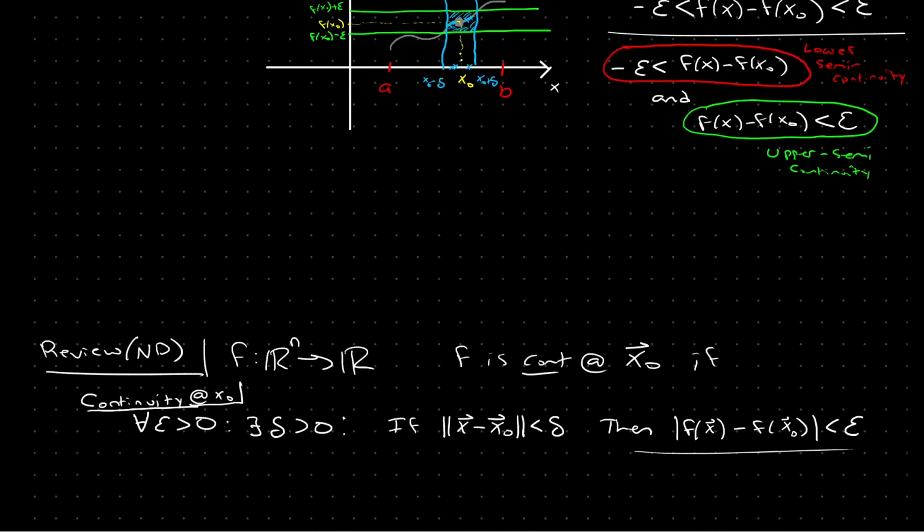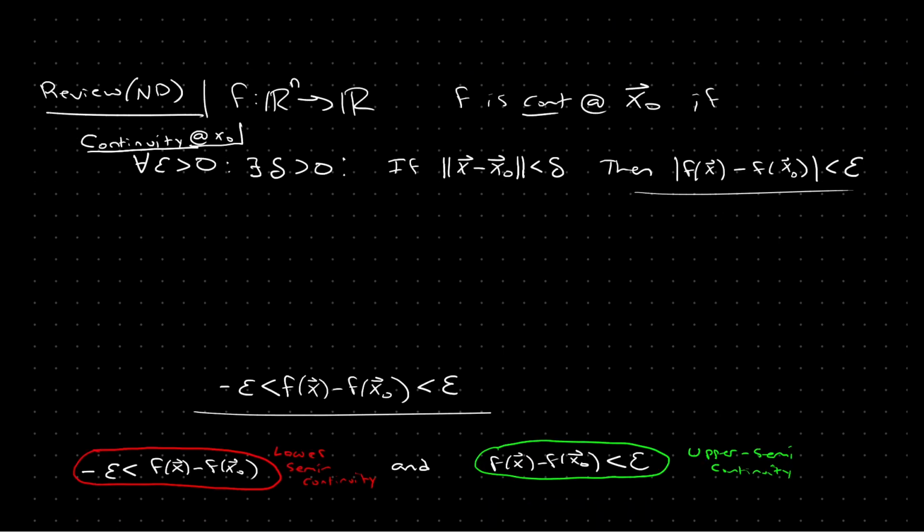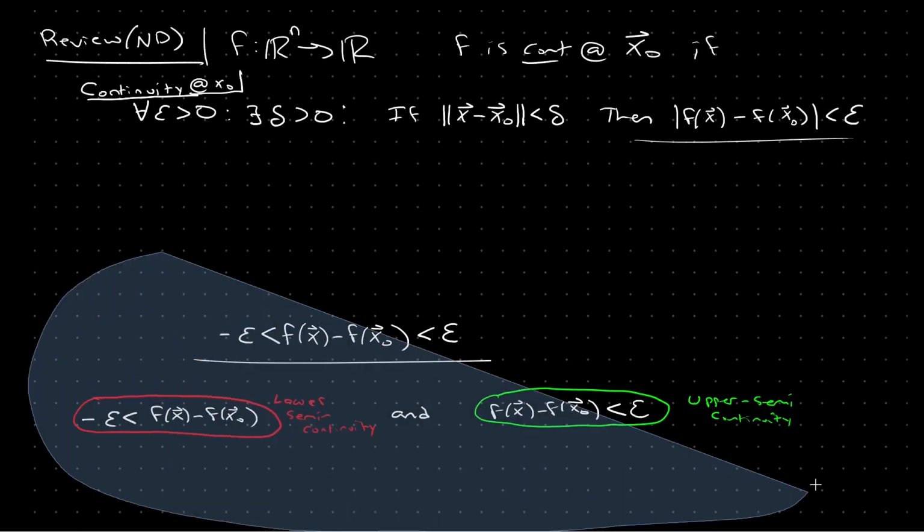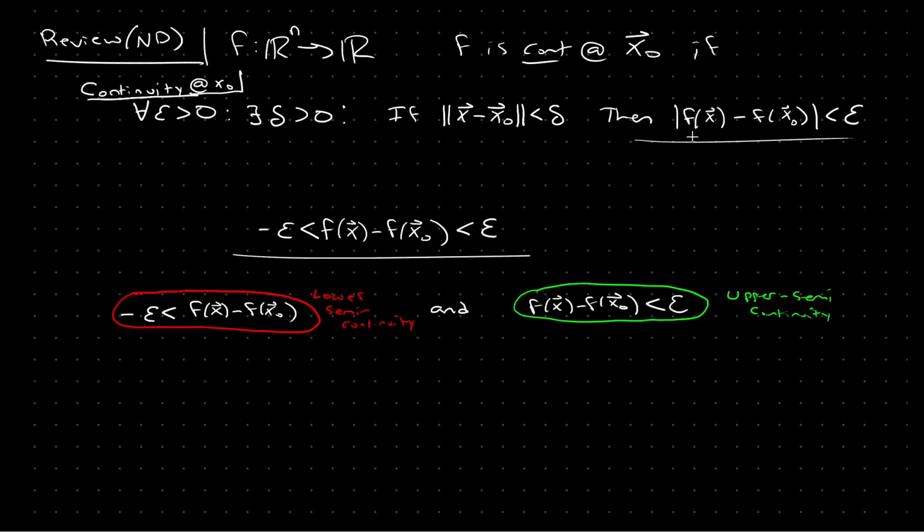And just like before, we can define the lower semi-continuity and upper semi-continuity of our multivariable function in exactly the same way. If we notice that this condition right here, the absolute value of f of x minus f of x naught has to be less than epsilon, is actually two separate conditions. The first being that negative epsilon is less than the difference f of x minus f of x naught. If we only take this in our concluding statement here, then we have lower semi-continuity. And if we only take this, which is f of x minus f of x naught is less than epsilon, in this statement right here, then we have upper semi-continuity of our function.